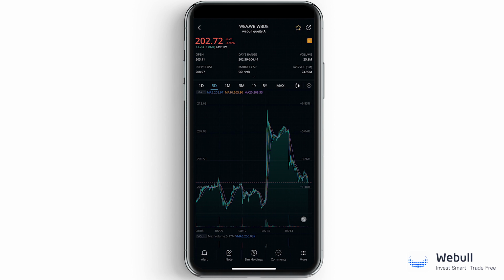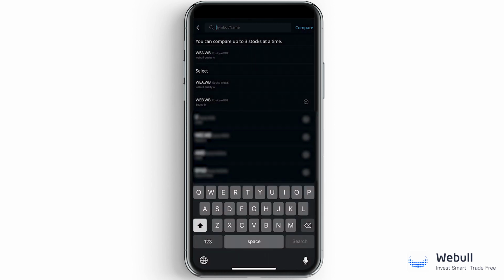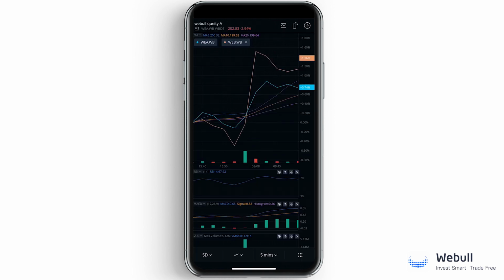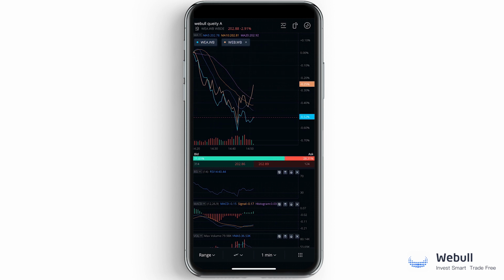First, go to the stock page of your choice, then tap More at the bottom right of the screen. Finally, tap on Compare. Select up to 2 stocks that you would like to compare and tap Compare. You can select between different time frames, indicators, and chart types. Now you should see multiple stocks overlaid on the same chart.